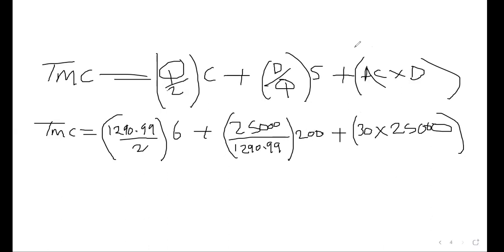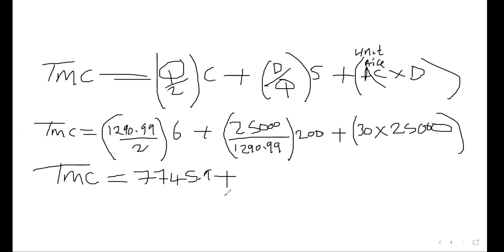This is the same as unit price. So unit price is AC, acquiring cost per unit, the same as unit price. Then from here we can find our total material cost. As we can do the breakdown, it is 7,745.9, then plus the other one, which is 30 multiplied by 25,000, which is 750,000 this side.